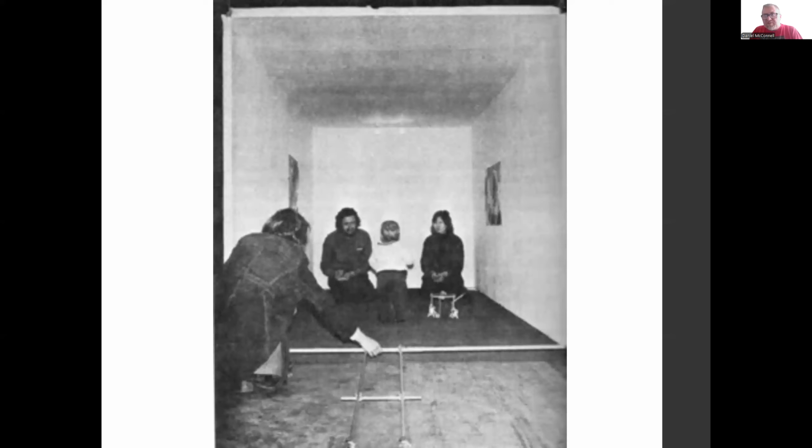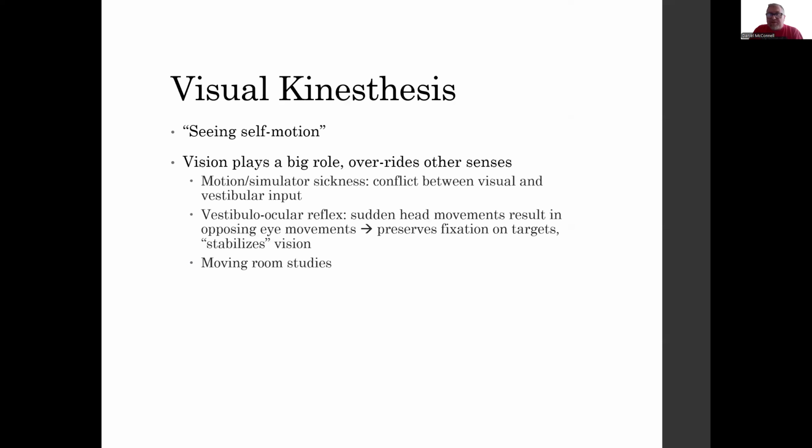So the child's vestibular system is telling them that they are not falling, but the visual system tells them that they are falling. And what happens is that they end up stumbling because the brain is essentially listening more to the visual input than it is to the vestibular input at this point. So clearly, vision plays a very important role here in regulating posture. And these are the moving room studies.